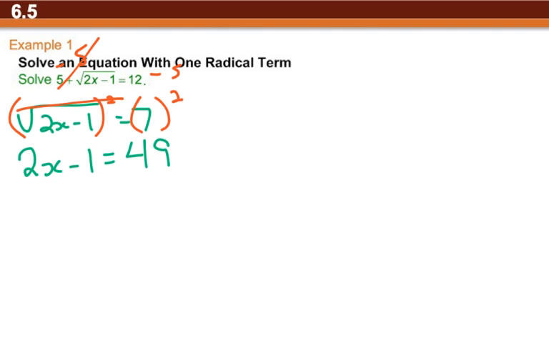And at this point, this becomes a simple solving equation, things you would have seen in grade 9 and the like. We'll have to add 1 to both sides, so 2x equals 50. Divide both sides by 2, we get x equals 25.